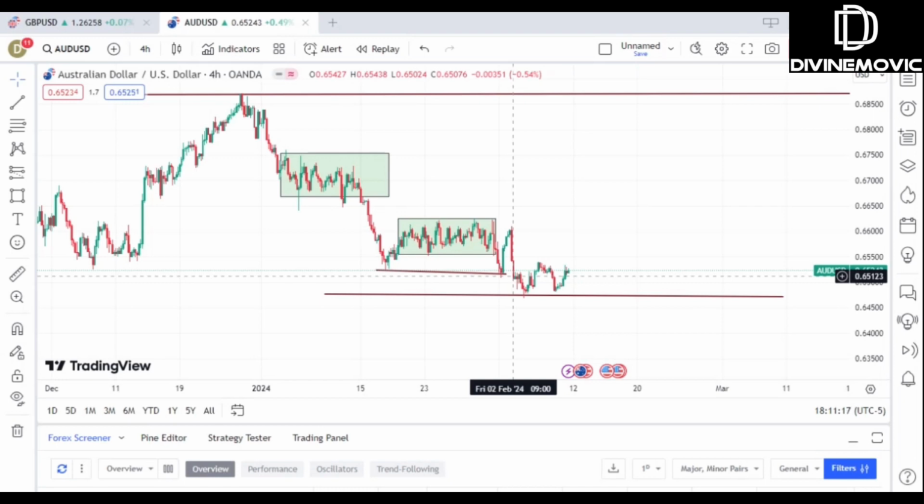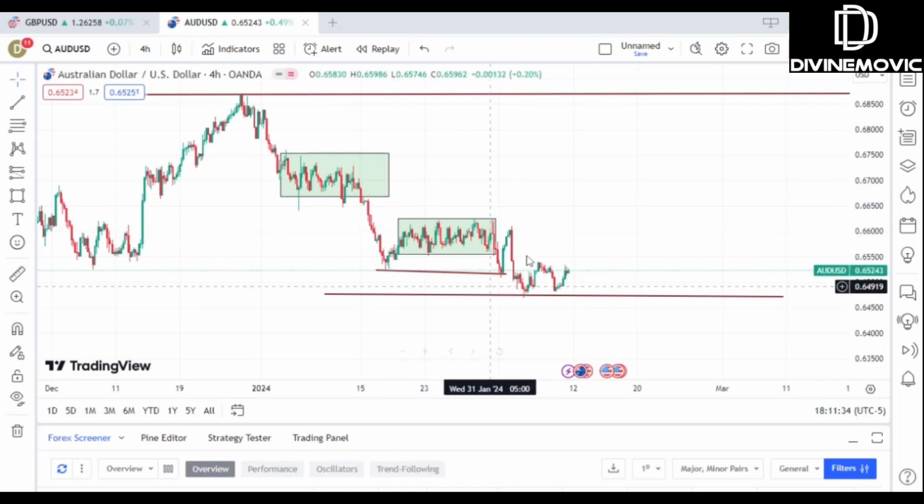Let me recap it again so we don't confuse ourselves. When price goes for a sell liquidity, the next move price is going to make is to go for a better liquidity. When price first goes for the better liquidity, the next move price is going to make is going to be a sell liquidity.